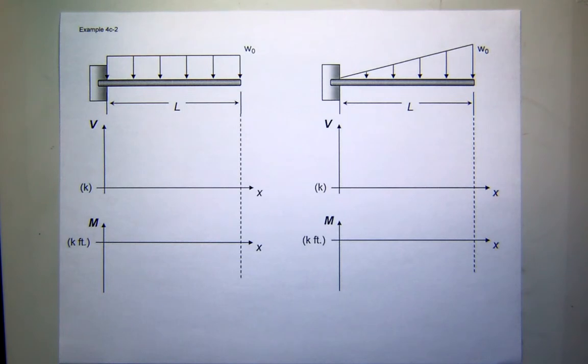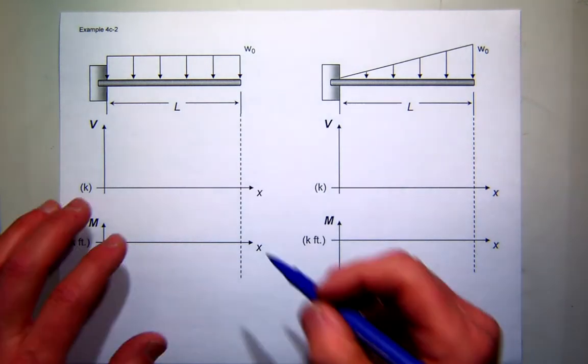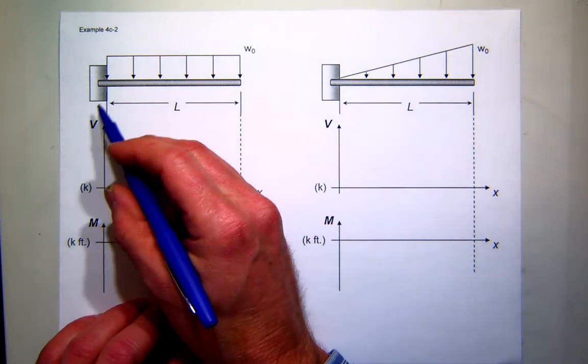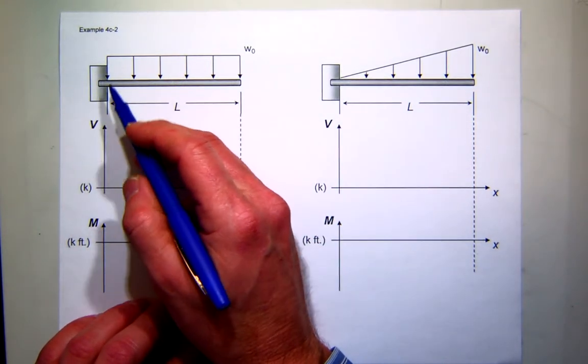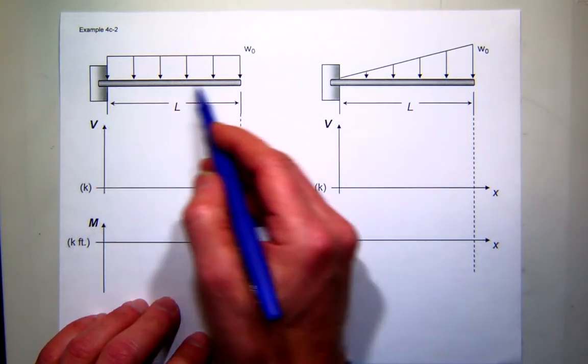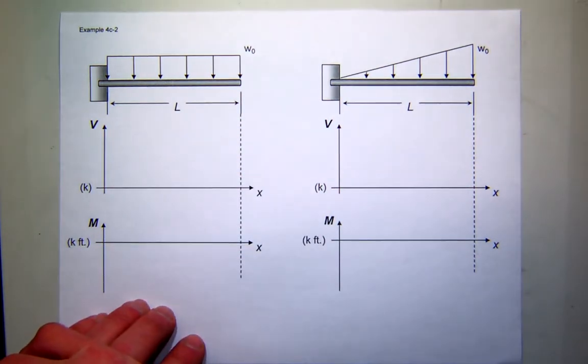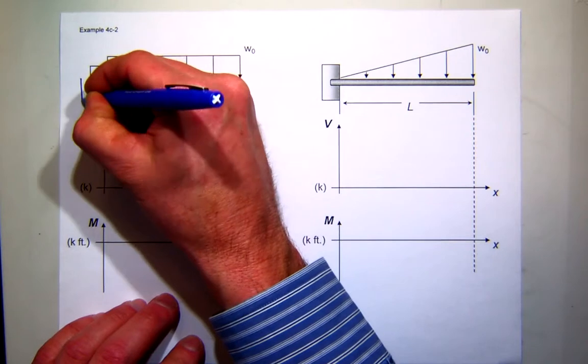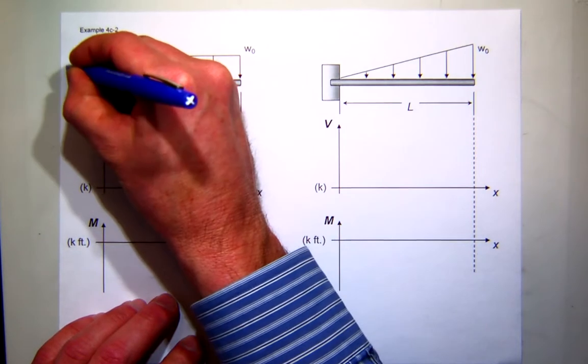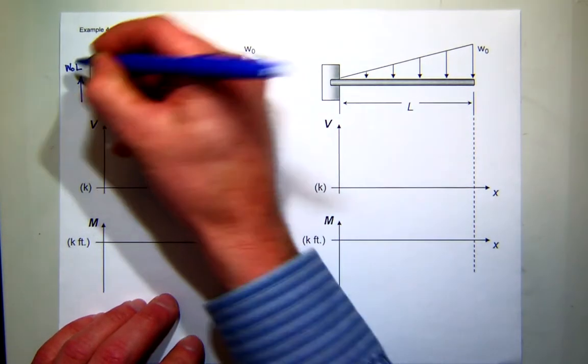All right, let's do these then. What do you think the shear at this connection will be? Well, the shear should balance the total force. All right, and what's the total force? W naught L. So we'll have a shear of W naught L.